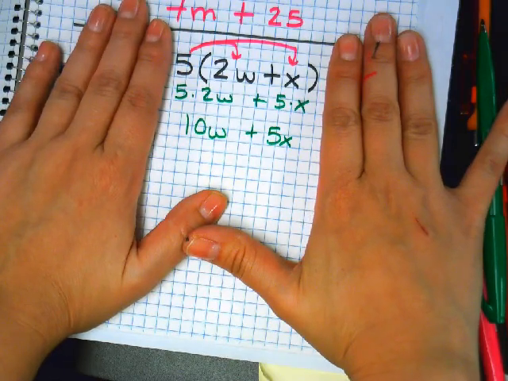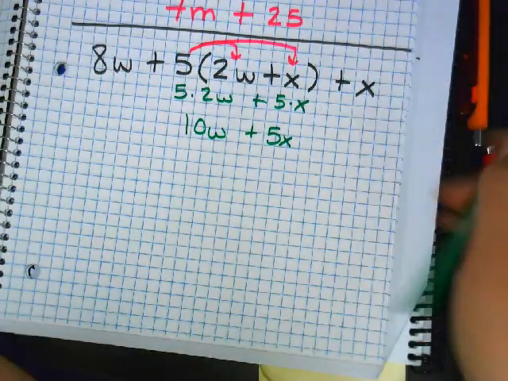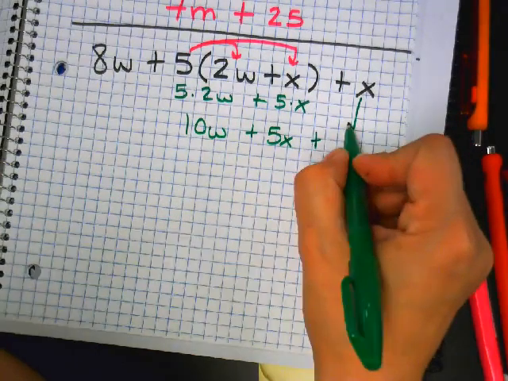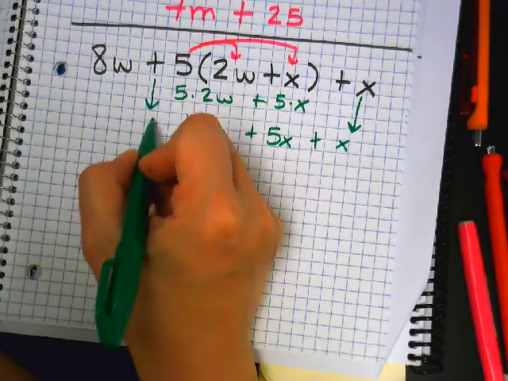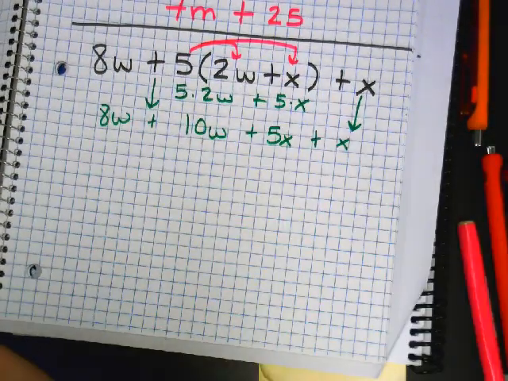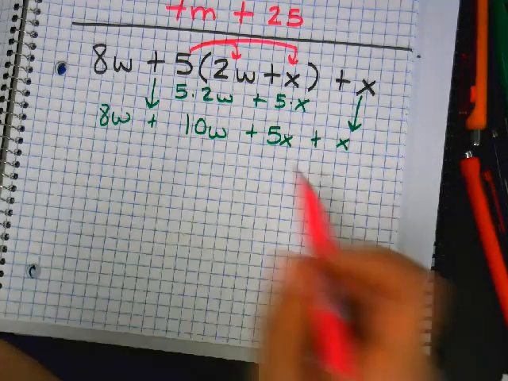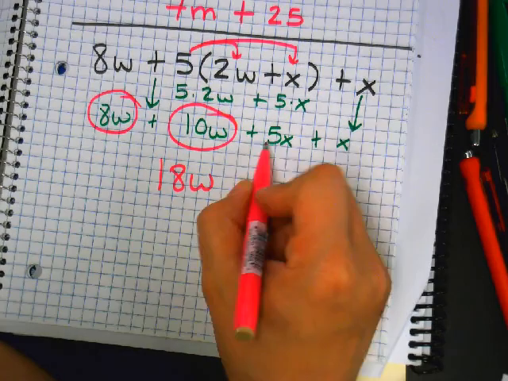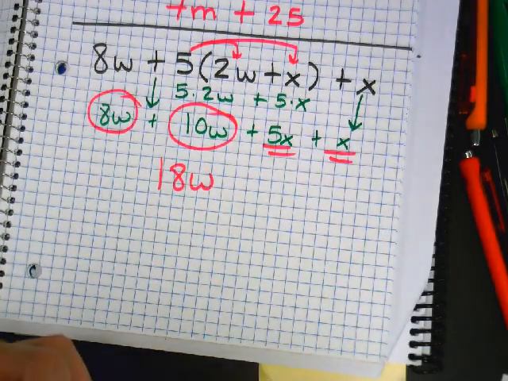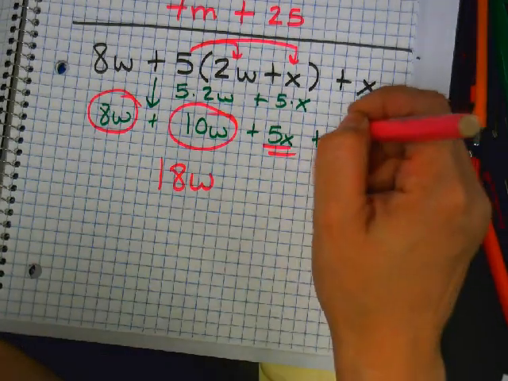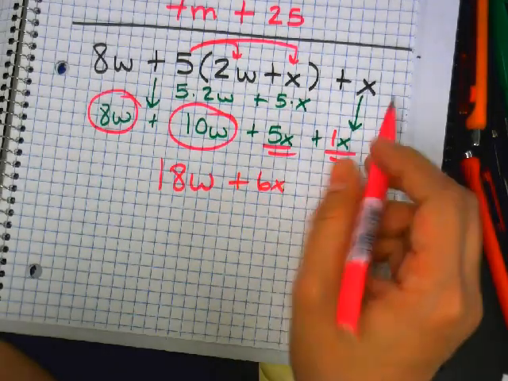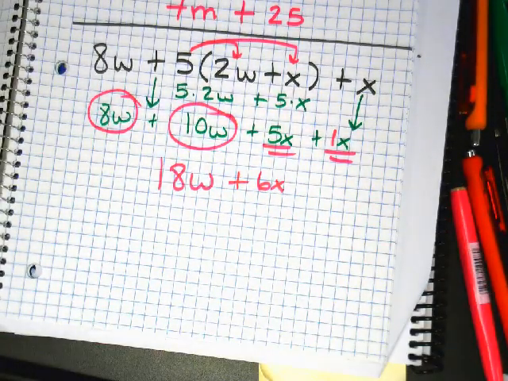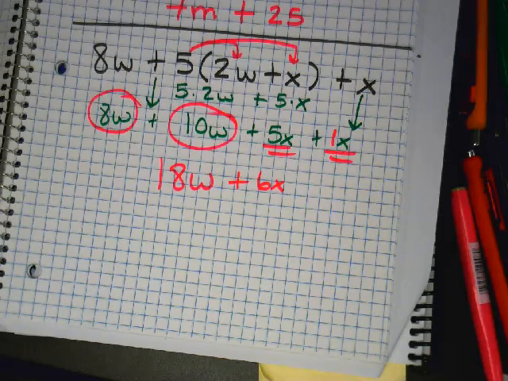And now today, what we add is we just add the x's and the 8w. All right, I'm going to circle all my w's: 8w plus 10w is 18w. And then we underline the next one, 5x plus x, which is 6x, because there's an invisible 1 right there. So 18w plus 6x. I thought it would be harder.